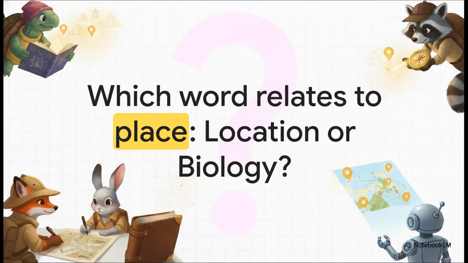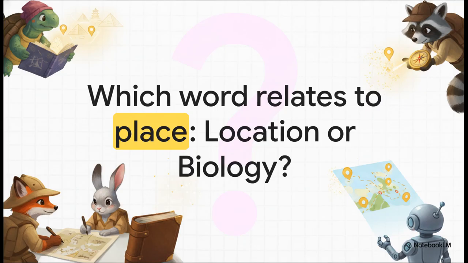All right, let's put your detective skills to the test right off the bat with a mini challenge. Which of these 3 words probably has something to do with place? Is it A, location, B, biology, or C, telescope? If you guessed A, location, you hit the nail on the head. Why? Because it contains our root, LOC.